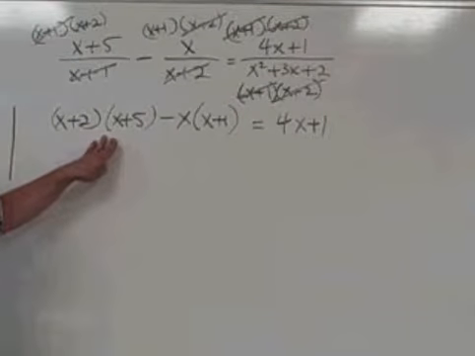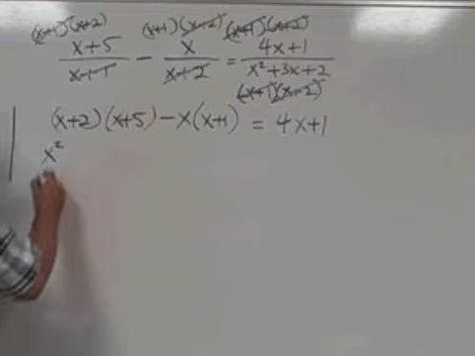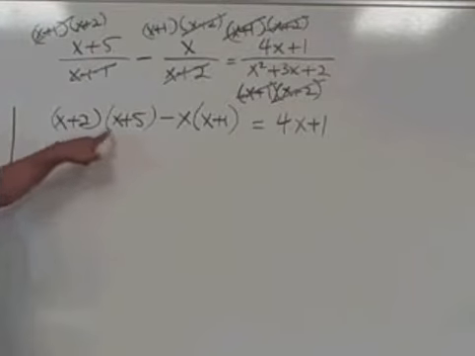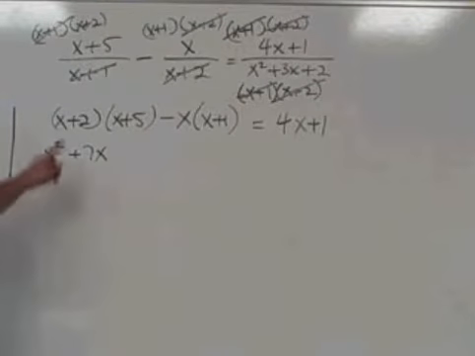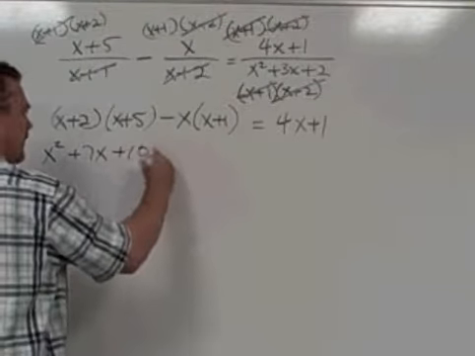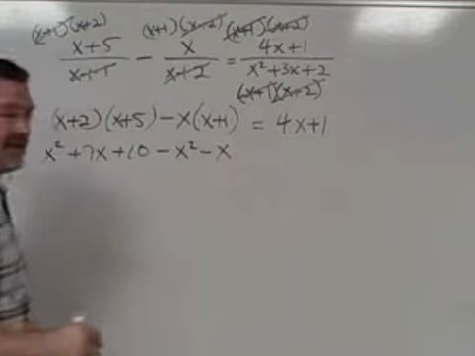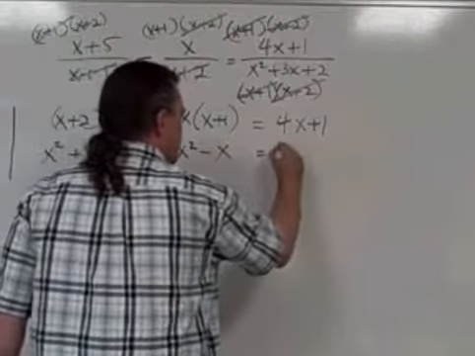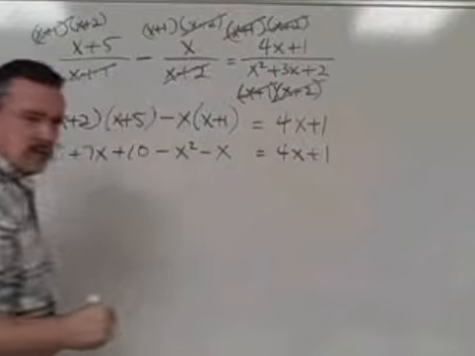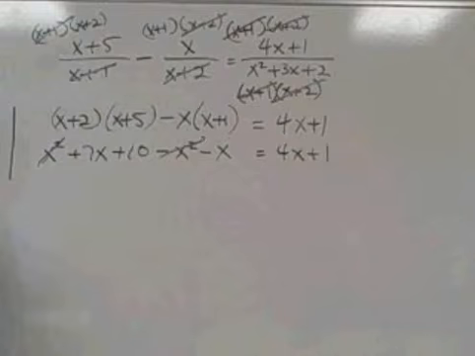Binomial times binomial will require us to use FOIL. The F of FOIL would give us x squared. Plus 5x plus 2x more is plus 7x for the O and the I of FOIL. Plus 10 for the L of FOIL. Minus x squared minus x when we multiply through with that set of parentheses equals 4x plus 1. Oh, that's nice. The x squareds cancel, leaving me simply a linear equation.